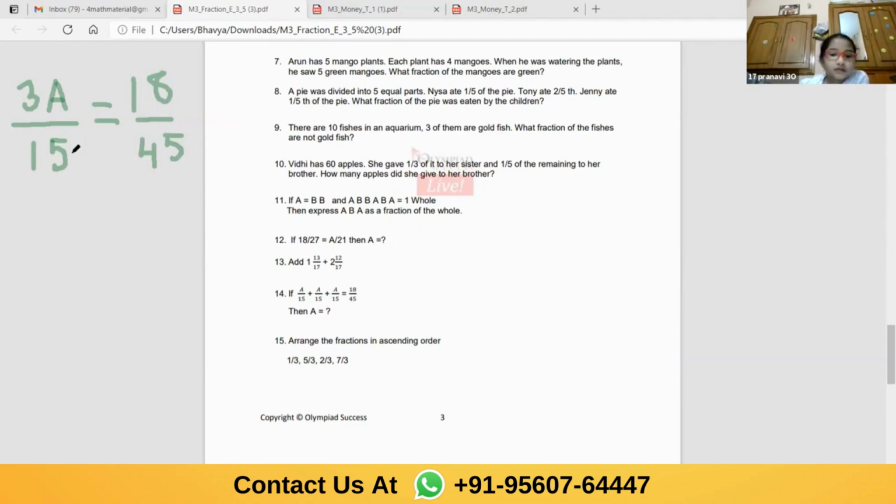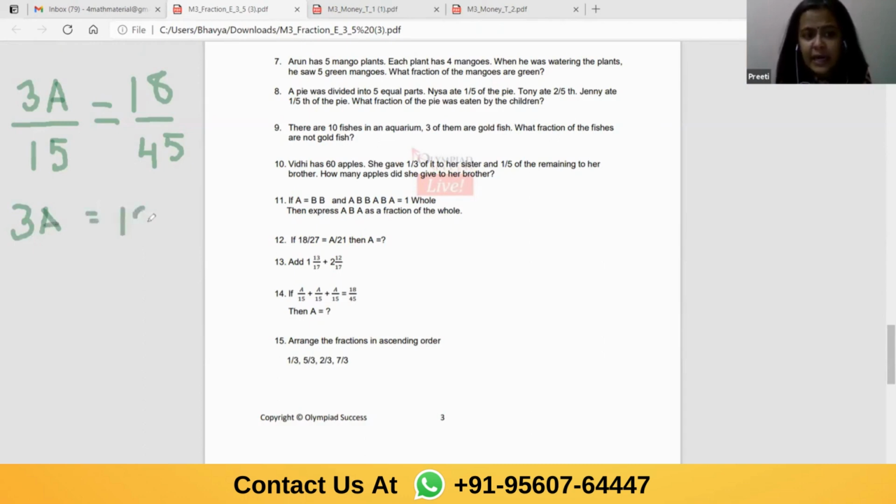Okay. Now let us take 15, which is in the denominator on left side. It will go on the right side and it will get multiplied to the numerator on the right side. So which means 3A is equal to 18 upon 45 into 15. Till here, if there is a doubt, you have to ask me now only.